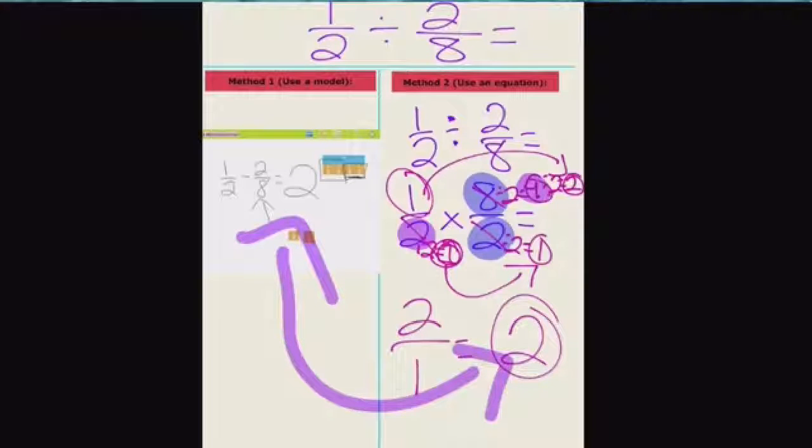Okay, now that is going to conclude our lesson on dividing fractions by fractions. Make sure you do the note check before moving on.